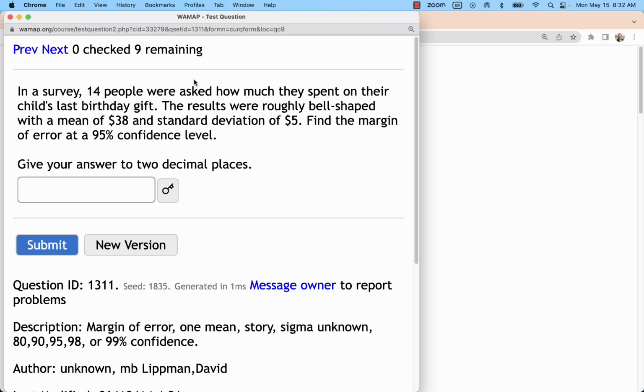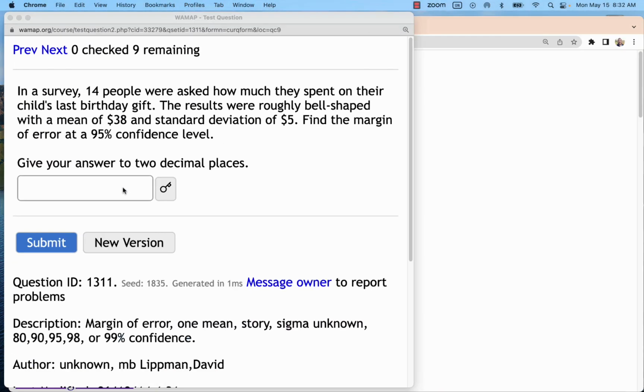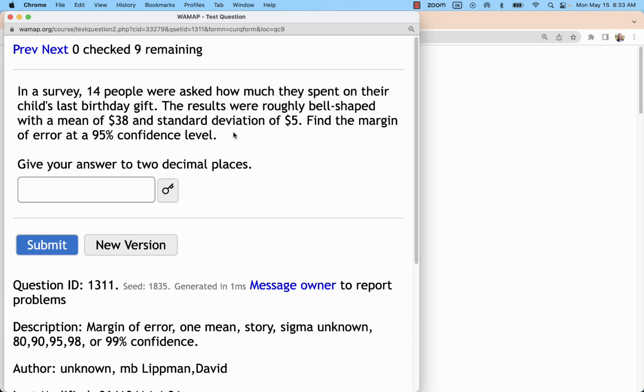The quickest way to find a confidence interval estimate for the population mean will be Stapplet. In Stapplet, we first need to identify what kind of variable we have. We're either going to use a categorical variable for population proportion, or a quantitative variable for population mean. In this case, we want to estimate the population mean. One of the giveaways is whether we're given qualitative or quantitative statistics. In this case, a mean and standard deviation, those are quantitative statistics.